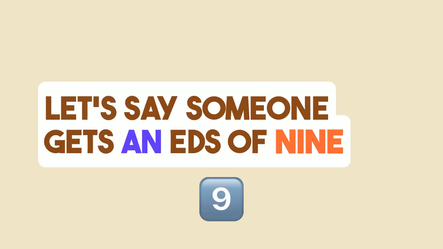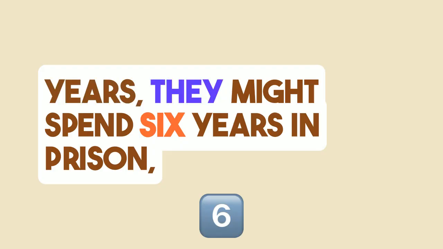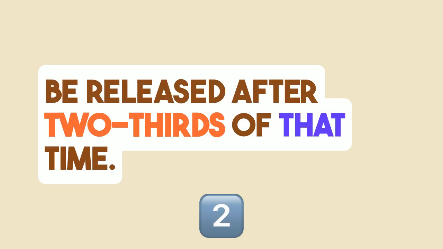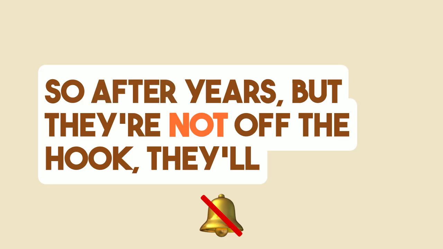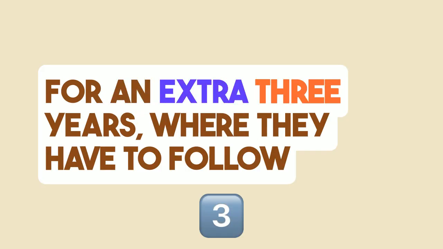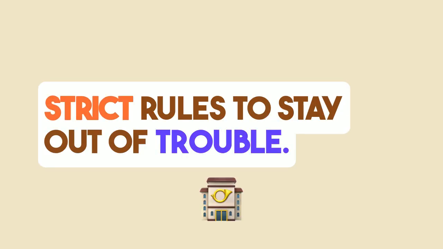Let's say someone gets an EDS of 9 years. They might spend 6 years in prison and then, if they're doing well, they could be released after 2/3 of that time, so after 4 years. But they're not off the hook. They'll be on license for the rest of their sentence and for an extra 3 years, where they have to follow strict rules to stay out of trouble.